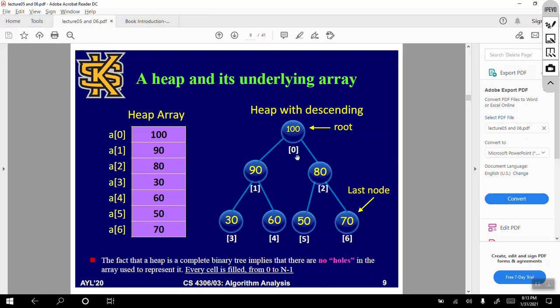And this can be implemented in a heap array. So index 0 is 100, index 1 is 90, index 2 is 80, index 3 is 30, index 4 is 60, and so on. Index 6 is 70. So this is the last element.